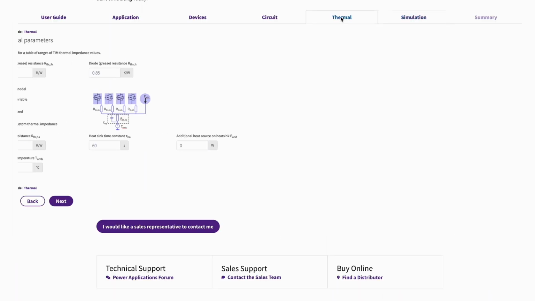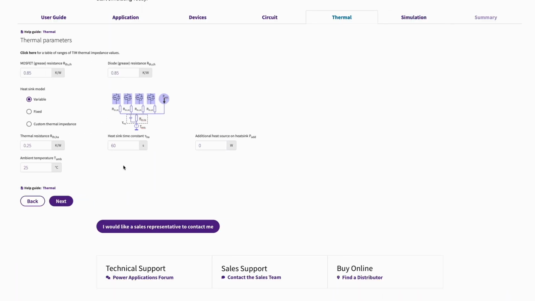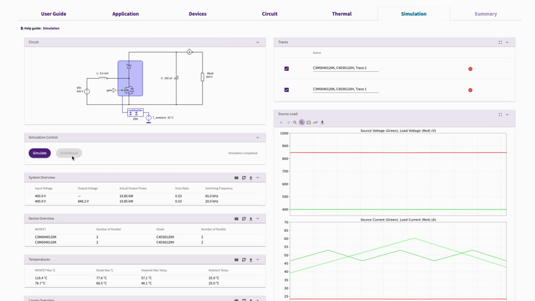Next, let's change the thermal conditions. 25 degrees C ambient is ideal. However, in real life, the air temperature can easily reach 40 degrees C and above. And for solar inverters that sit on rooftops, it will be even higher. So here, we're using 55 degrees C as the ambient and see what happens. Hold the result and simulate again.